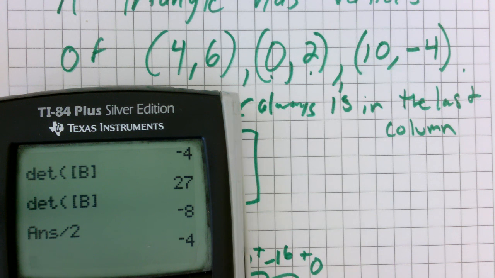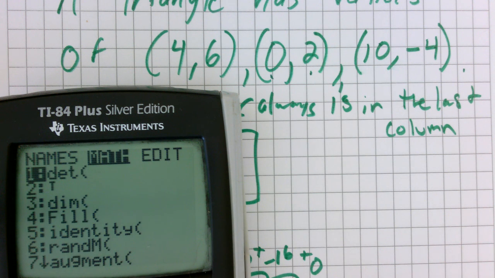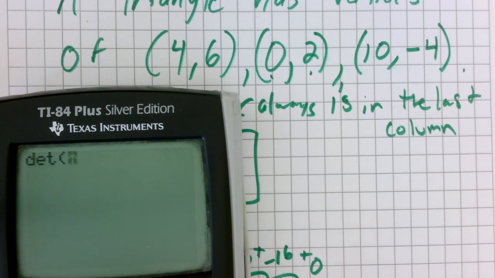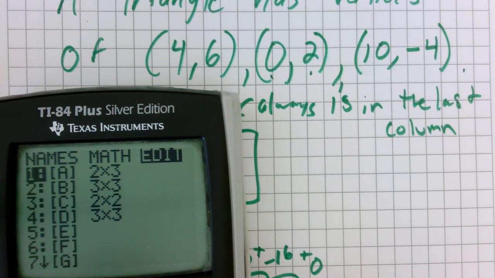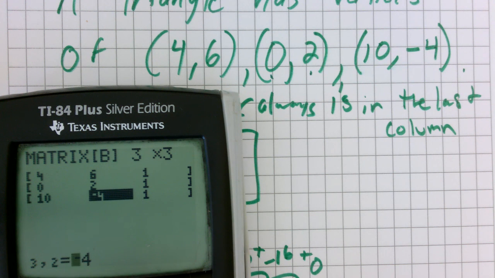And then I'm going to go to determinant. So I have to go back to matrix, math. First one is determinant. Then I have to select the matrix, which is B. Oh, I typed it in wrong. 4, 6, 1, 0, 2, 1. Not 0, but 10. I must have missed that 1.